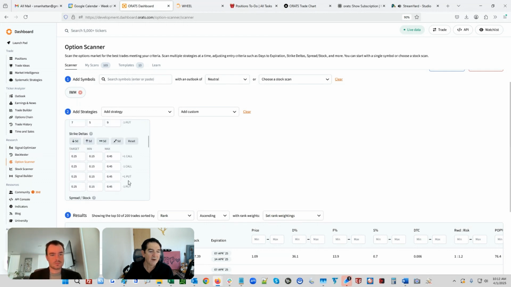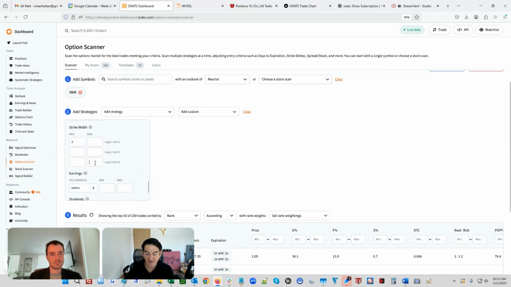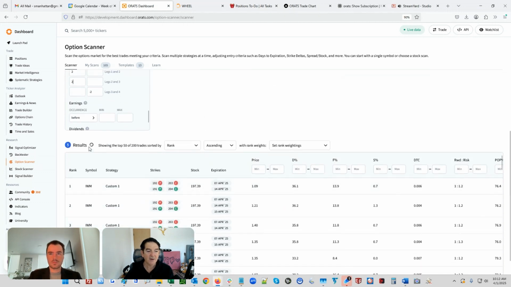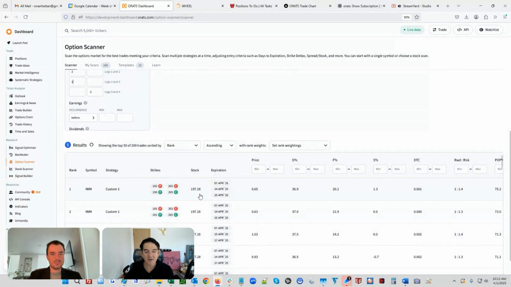So now the put that we're long needs to be smaller. So that's going to be the negative, so that's going to be the -2. And then this is going to be obviously 2. So let's see if that worked. You can see it scanning, and it looks like it did work.